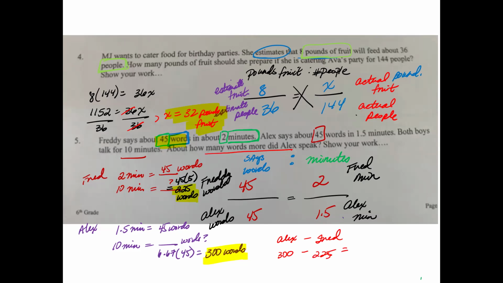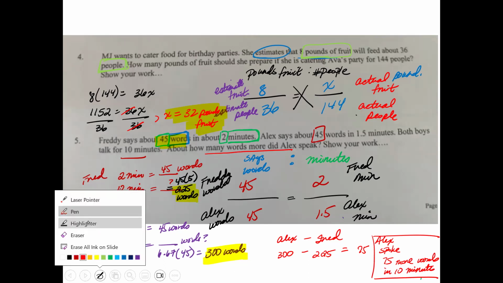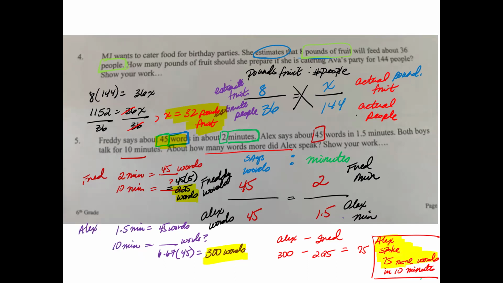What did you get? 75. So you could put Alex spoke 75 what? Words. Good. That's your answer. Is that it for this page? Yes. Okay, that concludes our lesson today.